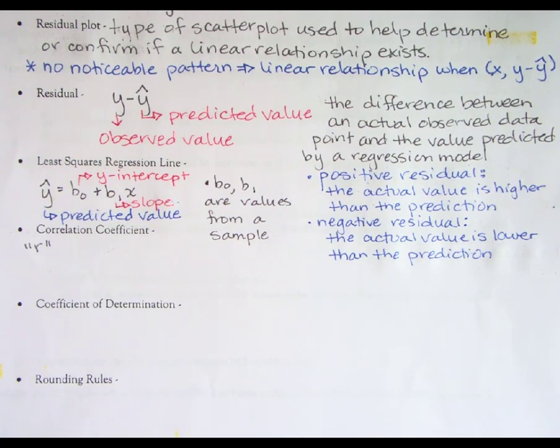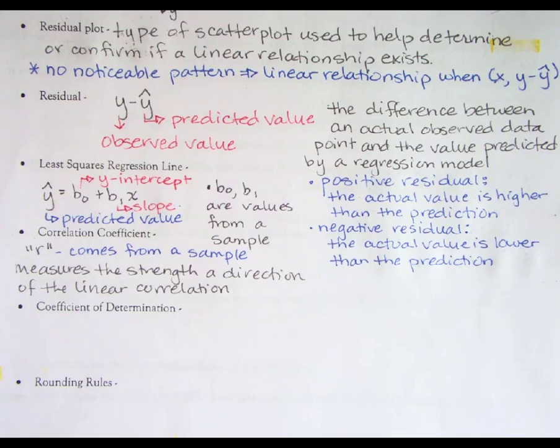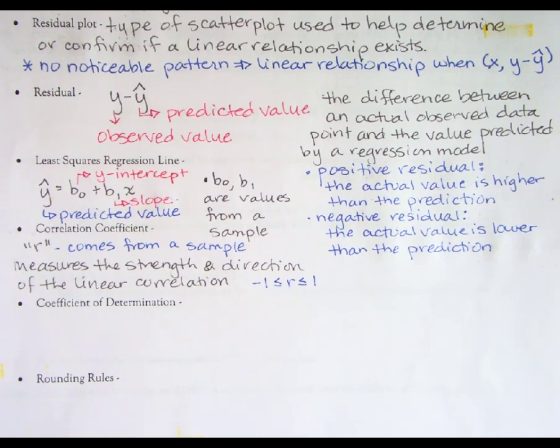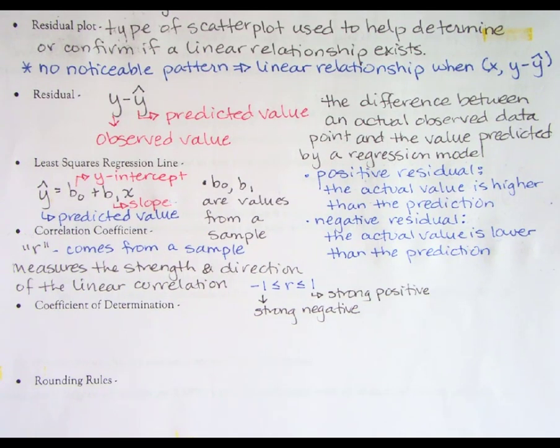A correlation coefficient. This is represented by a lowercase r. It also comes from the sample of data that we are using. It measures the strength and direction of the linear correlation. Your value for r can be any number between -1 and +1 inclusive. As the value gets closer to -1, you have a strong negative correlation, and as the value gets closer to +1, you have a strong positive correlation.